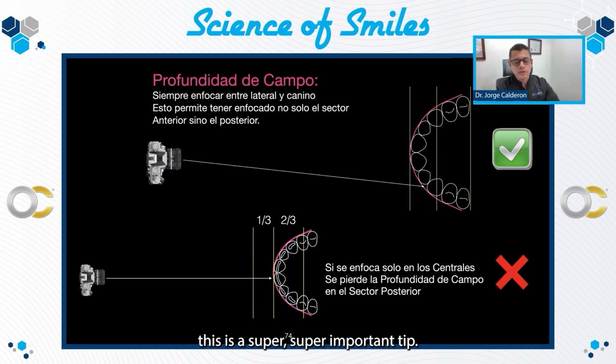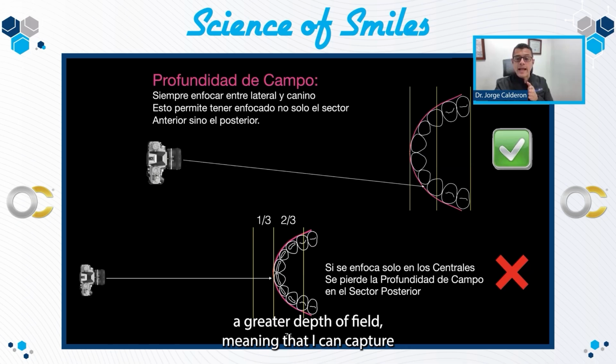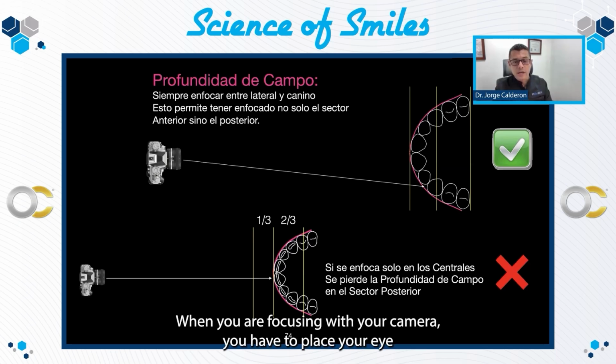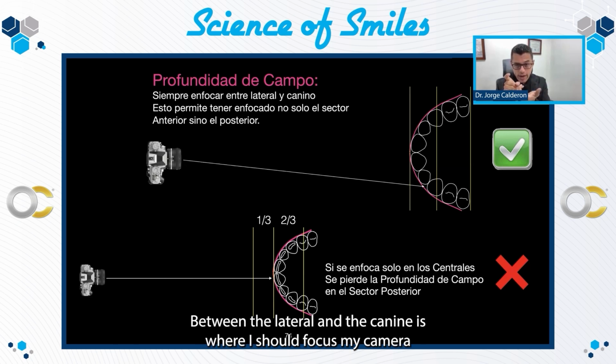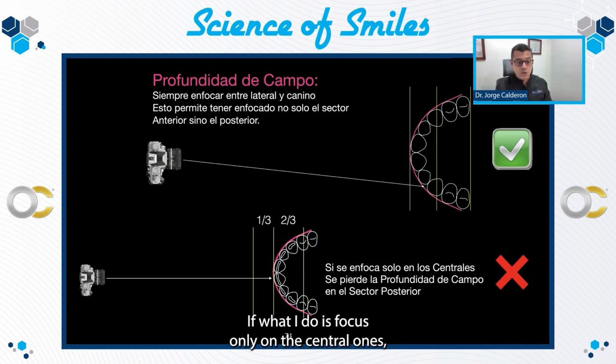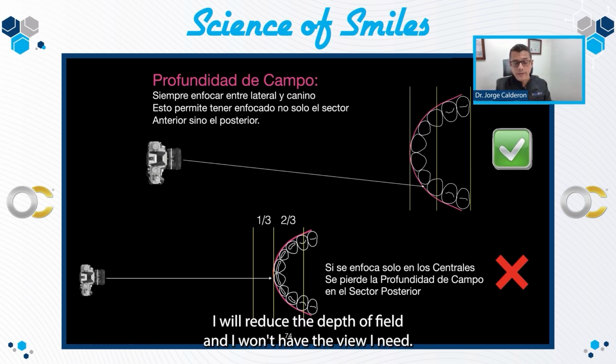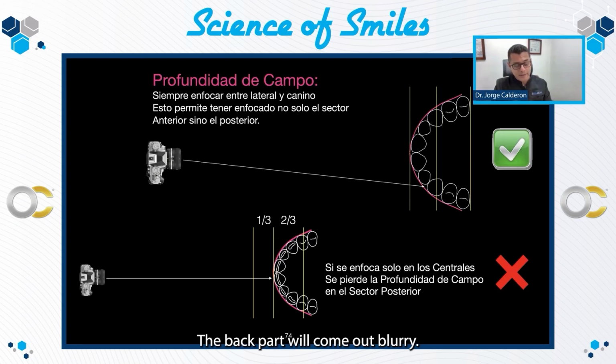So look here, this is a super important tip, and I'm going to give it to you right now. To be able to achieve a greater depth of field, meaning that I can capture, with very good detail, the last molars that are far back, when you are focusing with your camera, you have to place your eye, as shown in this image, between the lateral and the canine. Between the lateral and the canine is where I should focus my camera and then be able to shoot. If what I do is focus only on the central ones, I will reduce the depth of field and I won't have the view I need. The back part will come out blurry. So this is a tip I'm giving you that will be very useful for taking high-quality photographs.